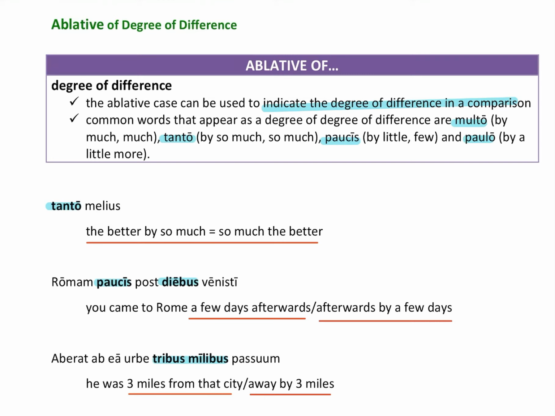So just to let you know, that's how you're going to see sometimes the ablative of degree of difference. How much different is something from another when you're comparing two things.